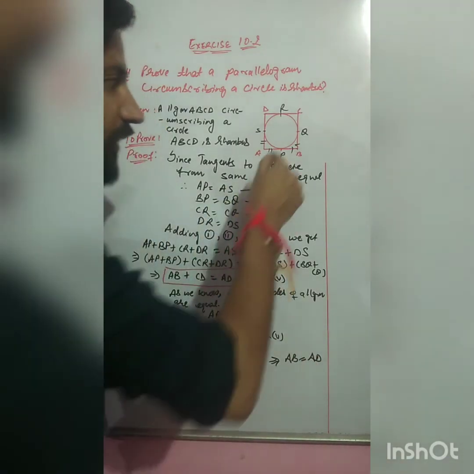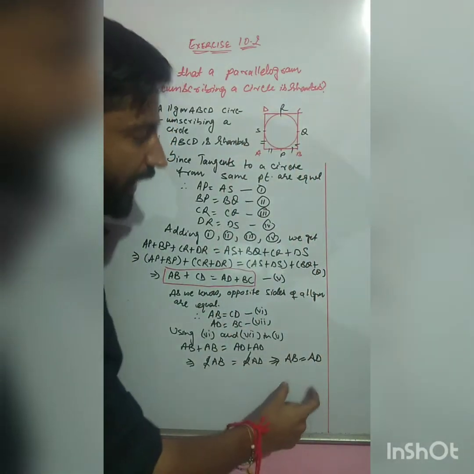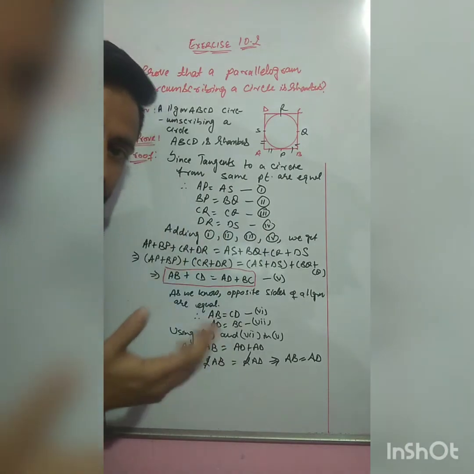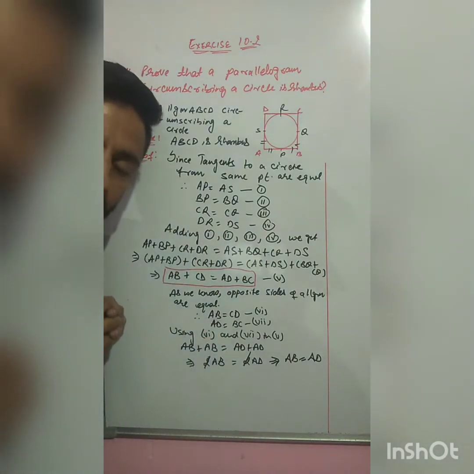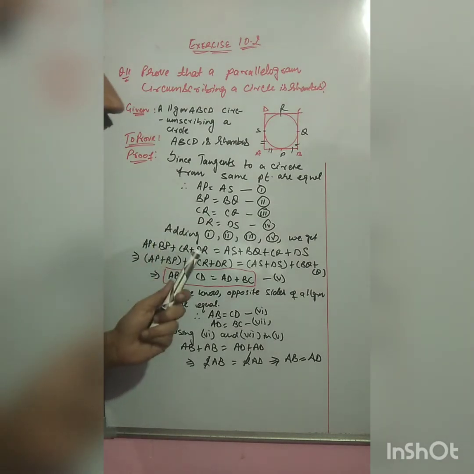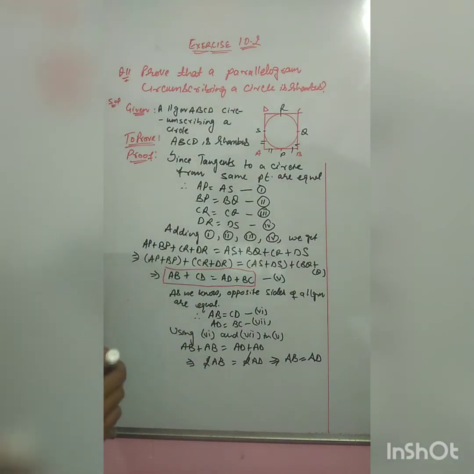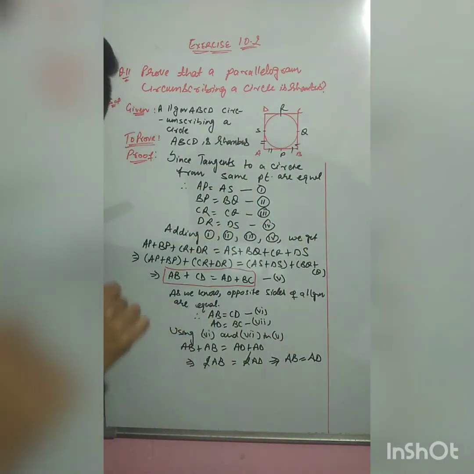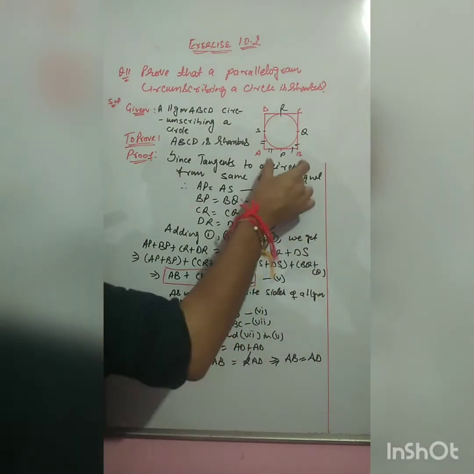So here in the parallelogram ABCD, now we have one pair of adjacent sides equal. In class 9th, we have studied that if one pair of adjacent sides of a parallelogram is equal, then this parallelogram would be a rhombus. This is the property that we have read in the unit quadrilaterals in class 9th. So here we have proved that AB is equal to AD.